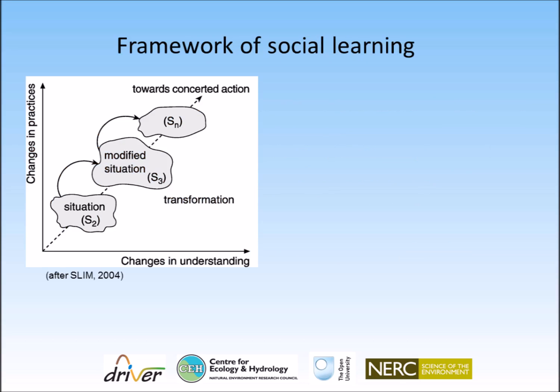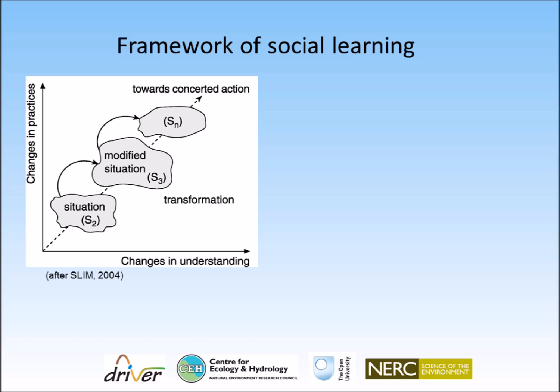And I hesitate to show any graph of two axes to an audience like this. What we're trying to show here is that there's a relationship between changes in practices and changes in understanding, and that you begin to modify a situation, the governance system of drought in this case, through those changes. And here we're paying particular attention to within any one of those blobs to issues of stakeholding, facilitation, and epistemological constraints.